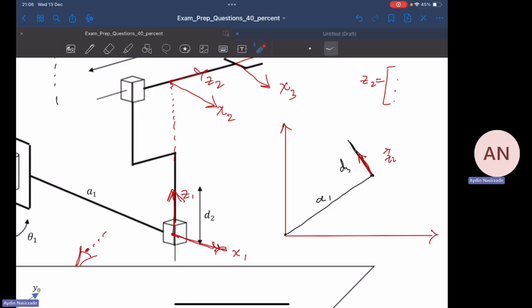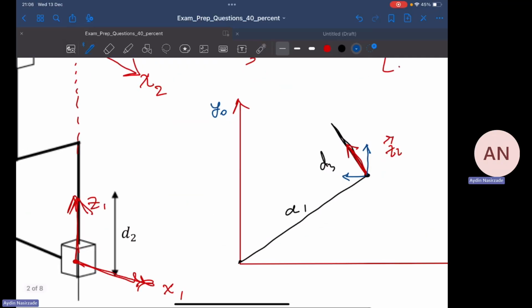Now, it has two projections that can be drawn along Y0 and along X0, right? These two are its projections, okay? This is Z2, and this is its projection along Y0, and this is its projection along X0. Let me put it down. This is Z2Y, and this is Z2X.